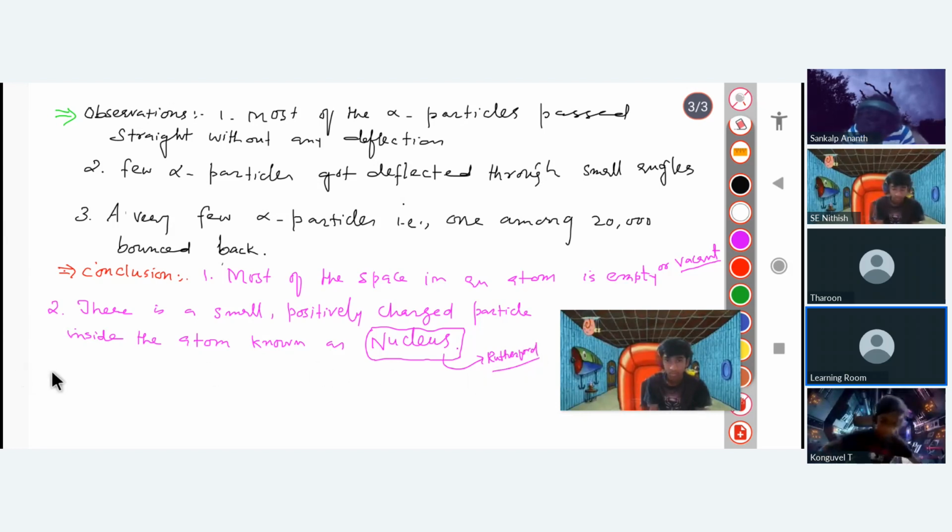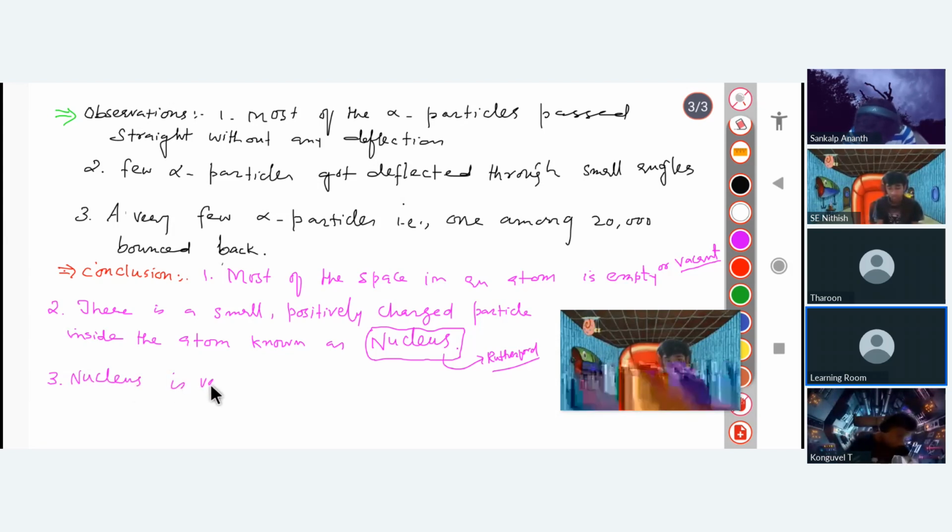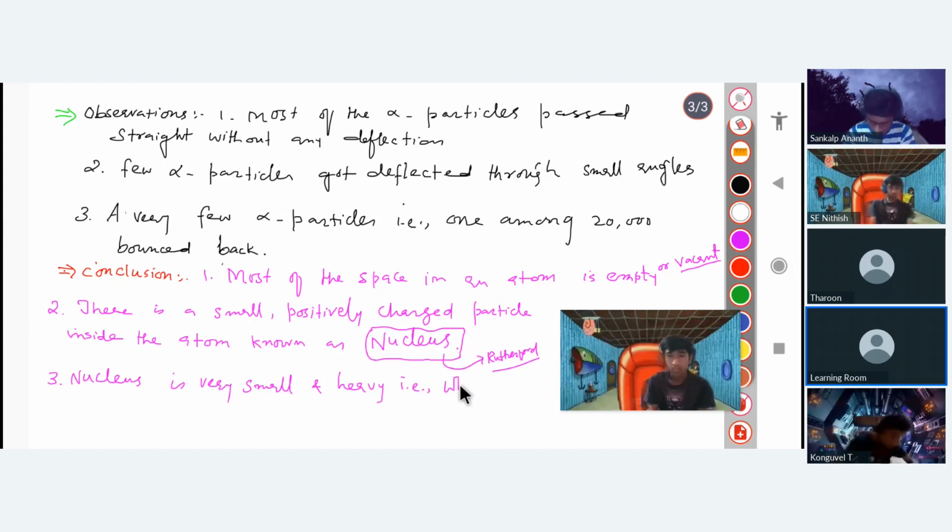So the next conclusion was that this nucleus is very small and heavy. So you will write it here that the nucleus is very small and heavy. Heavy means that the whole mass is concentrated in it. That is, the whole mass of the atom is concentrated in it.